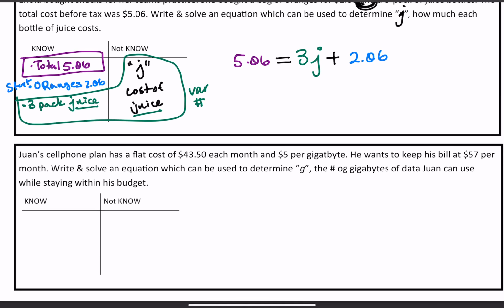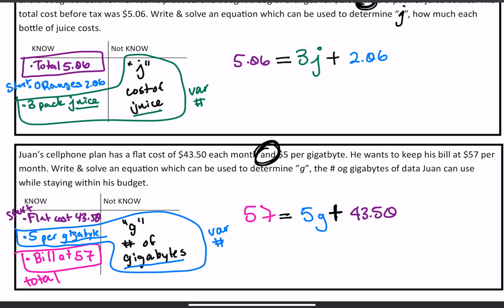All right, the last one, read it on your own. Write what you know, what you don't know, and also see if you can write the equation. Give it a total go on your own, and then see if you get the same thing as me. So pause the video now.